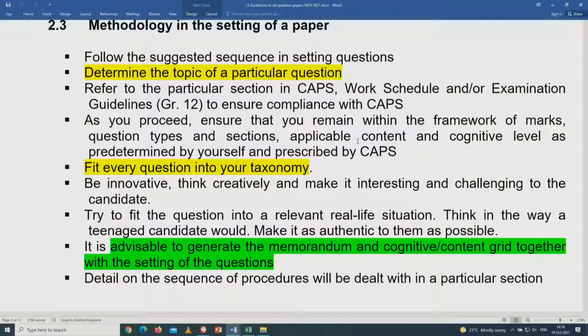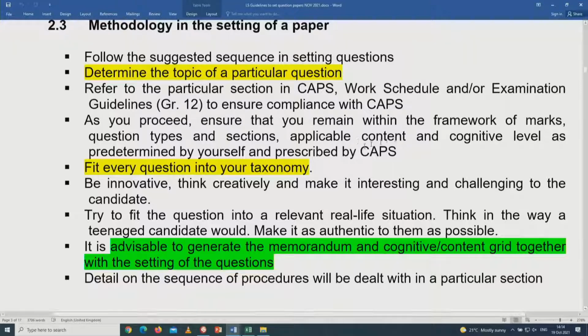But if you decide on a topic for a particular question, what I mean with that is, let's say section B, question 2.1 is about ecology in grade 10, then the questions are about that topic. If your question doesn't refer to the diagram or the table, it must be moved to another question or a question on its own.